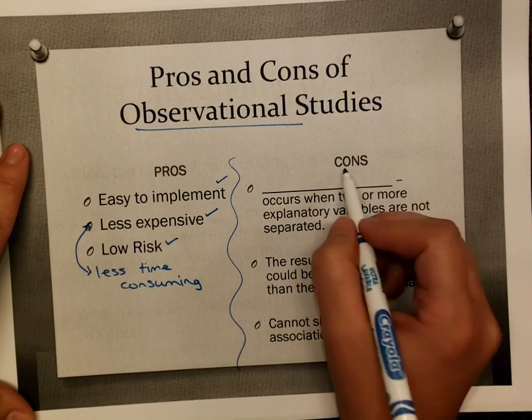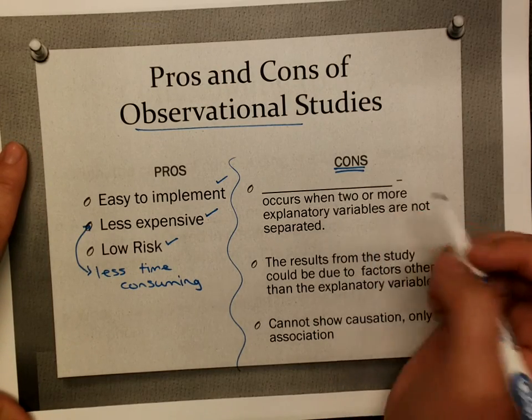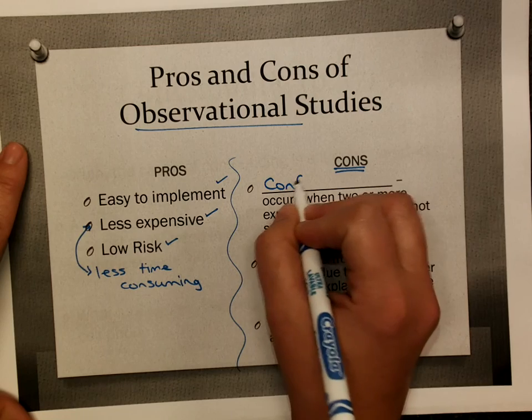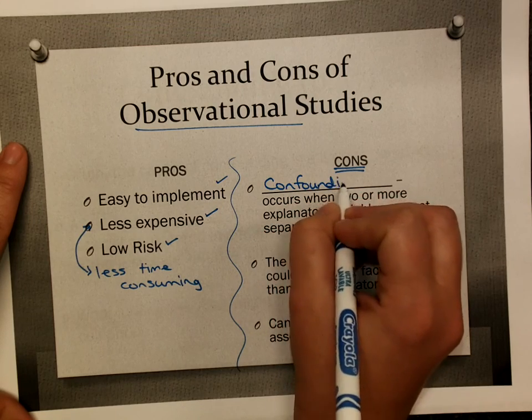One of the biggest cons to an observational study is something called confounding.